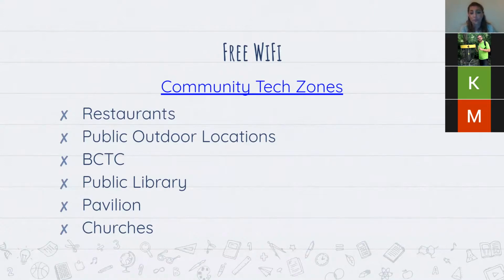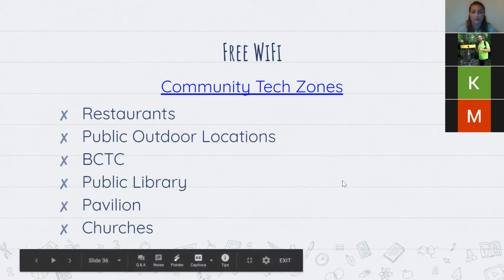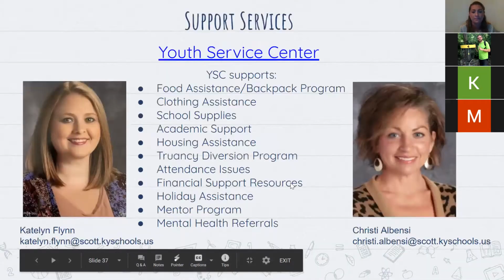Restaurants have free Wi-Fi, and there's a list of those. Public outdoor locations, BCTC is offering that. The public library, the pavilion, churches, our parking lot at Scott County. You can go and sit in your car and access free Wi-Fi from there. So just know there are multiple places for you to access Wi-Fi if you are struggling in accessing that at home. You'll be able to get that resource, look into that later.